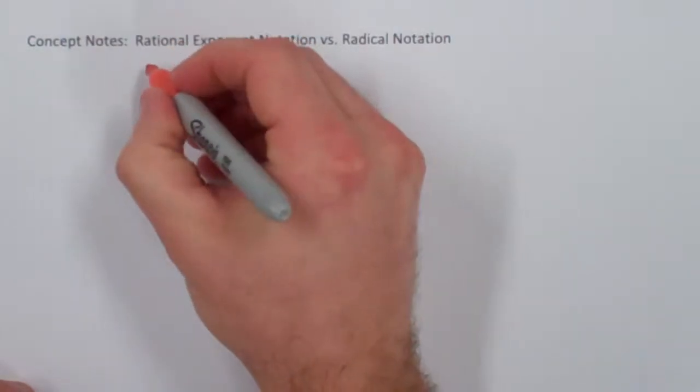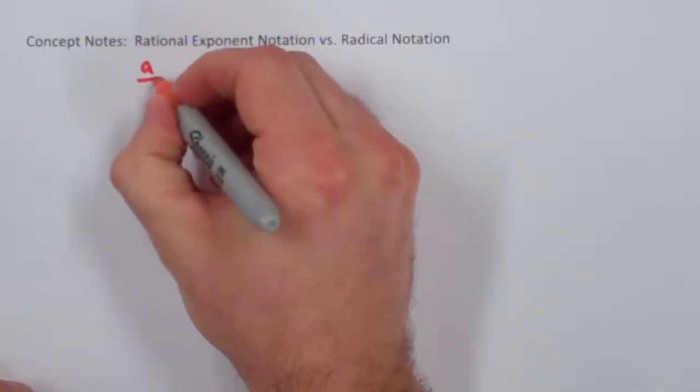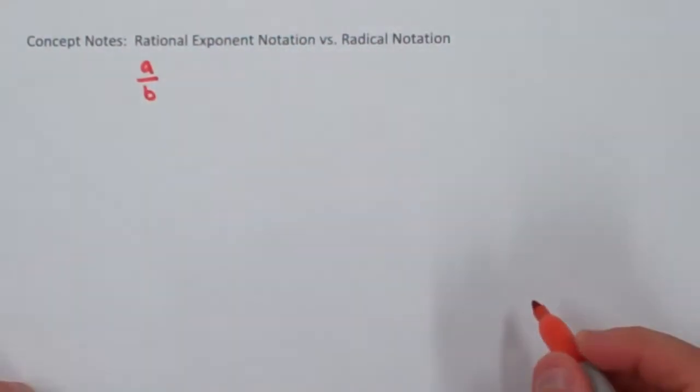Alright, here's part 3, and for part 3 we're going to talk about rational exponent notation versus radical notation. To step through a little bit of the vocabulary here, you really need to know what a rational number is. A rational number is any number that can be written as a over b, where a and b are both integers.